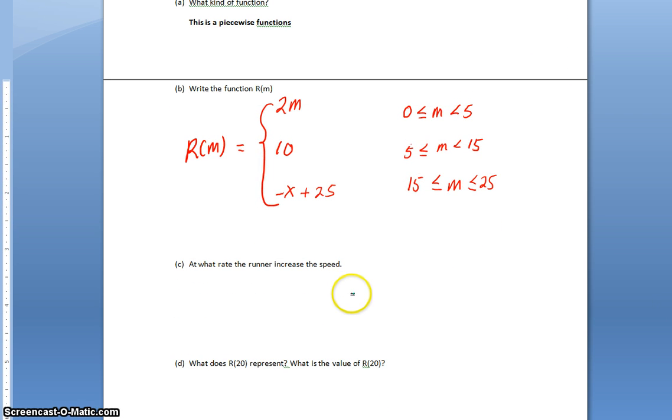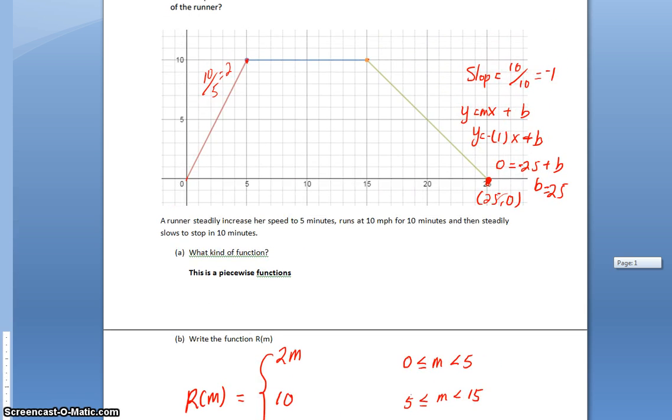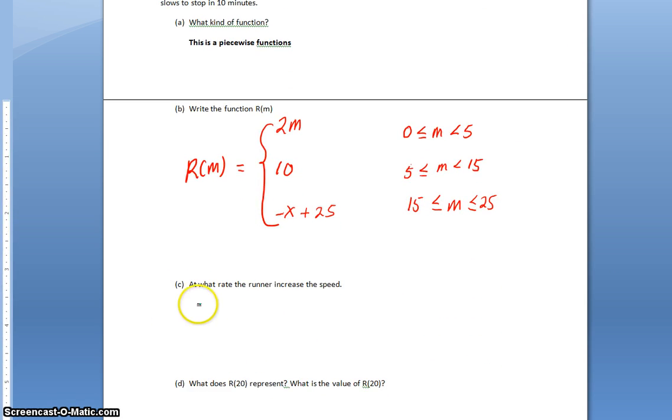At what rate does the runner increase the speed? The runner increases the speed when the graph is going up. At what rate? Rate of change, if you remember, also means the slope. So we know it increases speed from 0 to 5, so the rate is 2 miles per hour.